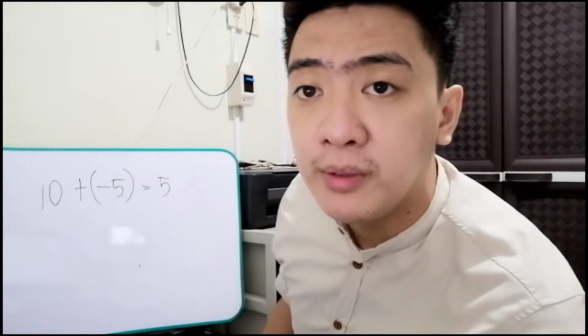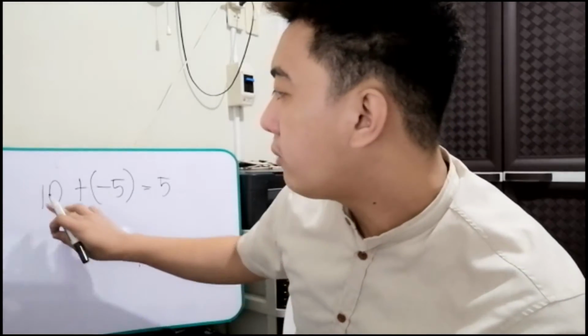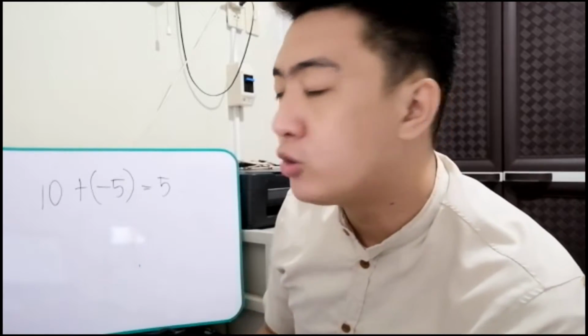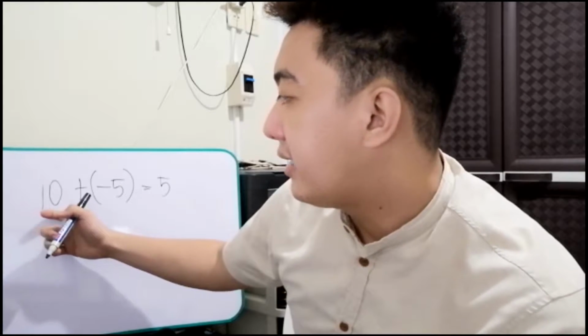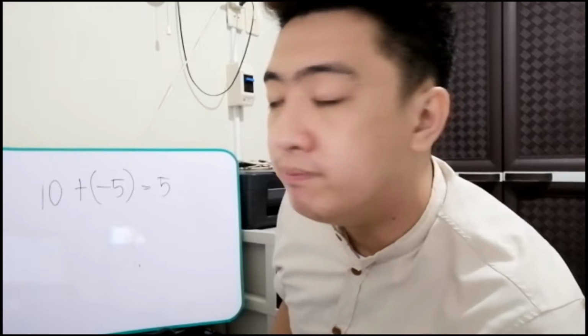And how will we determine the sign? By following the sign of the bigger number. Which among the two is greater? So since 10 is greater than 5, we will use the sign of the bigger number, which is 10. 10 is positive, so therefore the answer is positive 5.